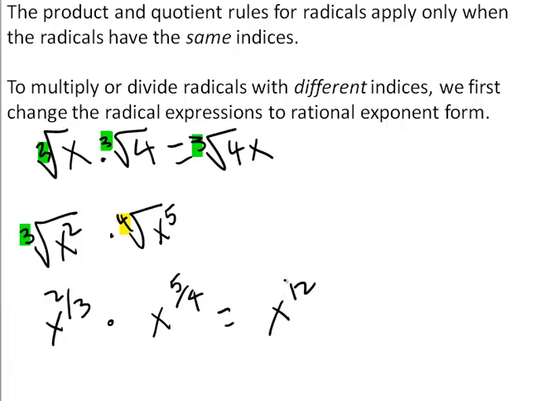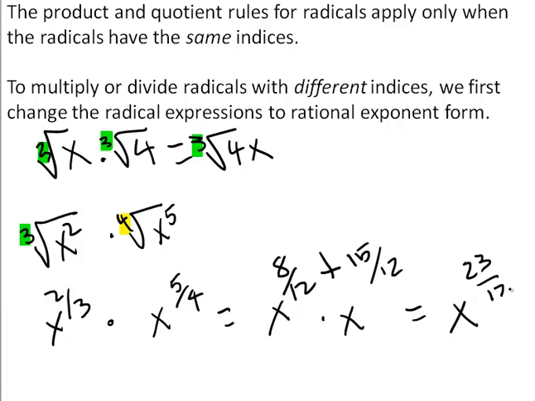So 3 goes into 12 four times, 4 times 2 is 8, times x to the 15/12. You know how I got that. Now I'm multiplying, so I add the exponents, so I come up with x to the 23/12. Can't reduce anything. So that's what you do when they're the same. It's pretty straightforward. When they're different, you have to handle them as fractional exponents.